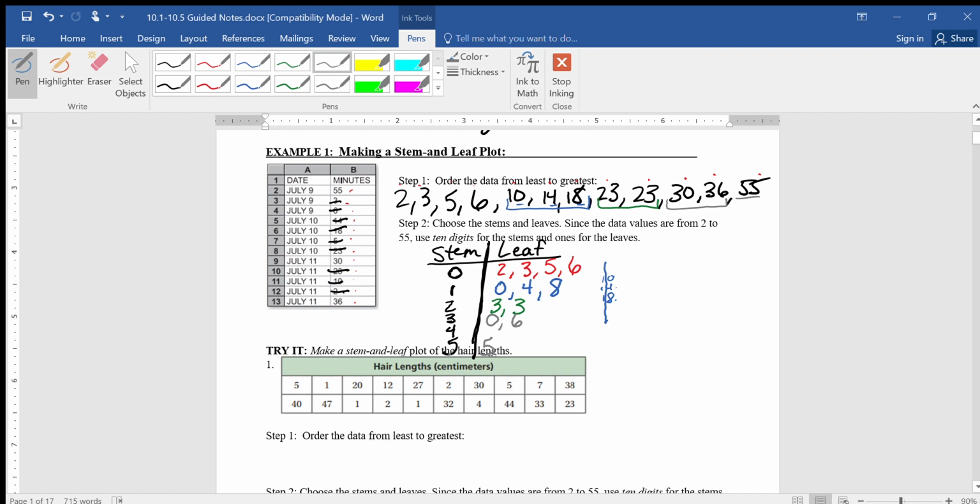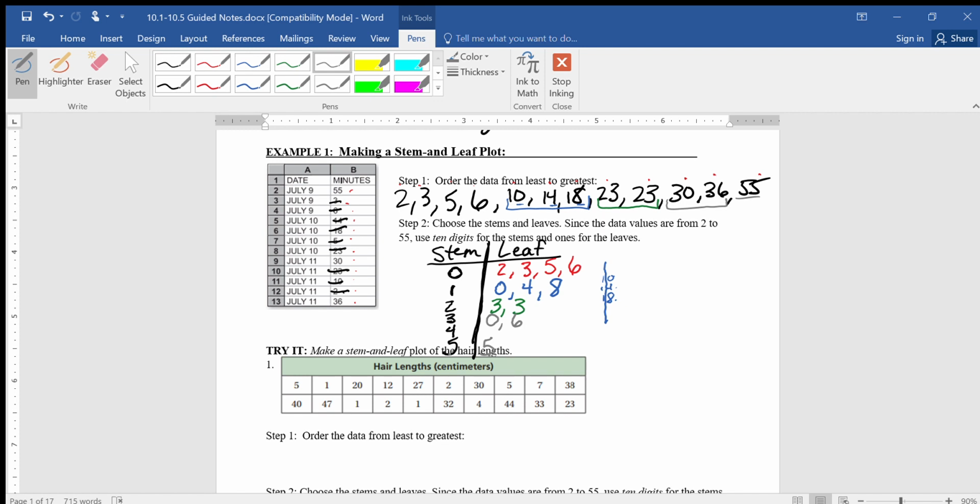And then if you notice, we always order the stems vertically, going from 0, in this case, 0 to 5. The stems represent the numbers in the tens place. The leaves, like I said, are the numbers in the ones place. So that's why all the numbers look separated.